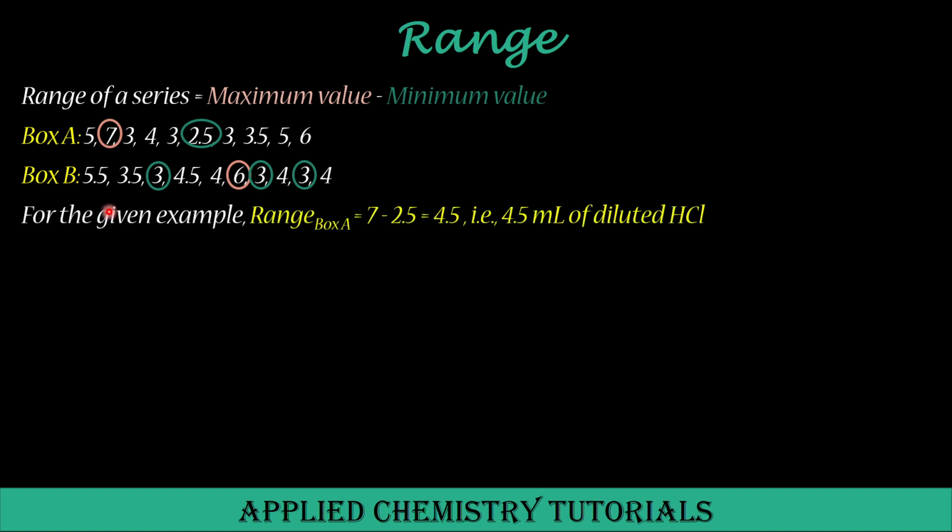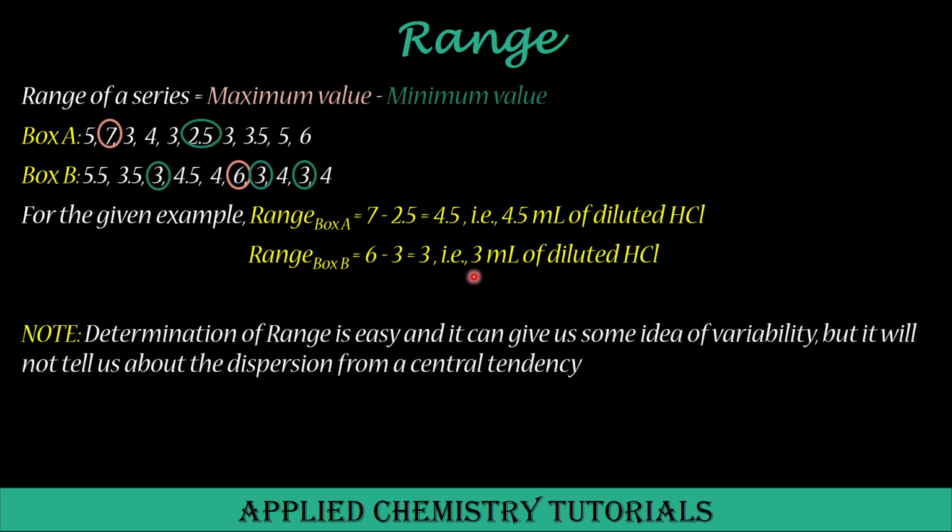For the given example, the range of box A is 7 minus 2.5 equals 4.5, that is 4.5 ml of diluted HCl. Similarly for box B, the range is 6 minus 3, which equals 3, that is 3 ml of diluted HCl. It is to be noted that determination of range is easy and it can give us some idea of variability, but it will not tell us about the dispersion from a central tendency.